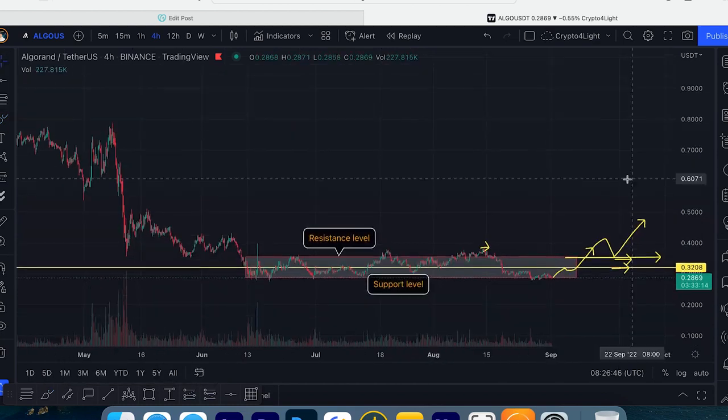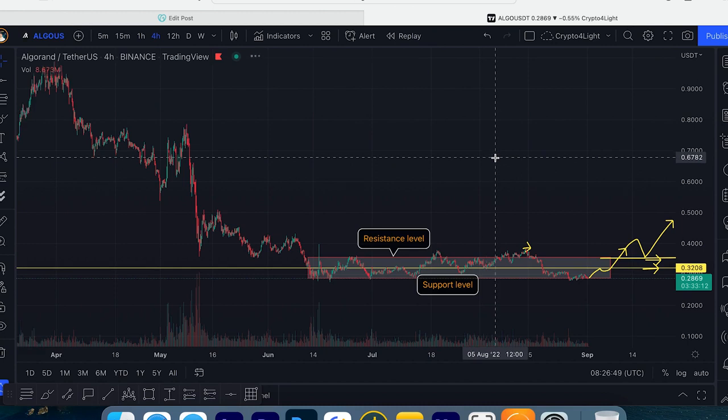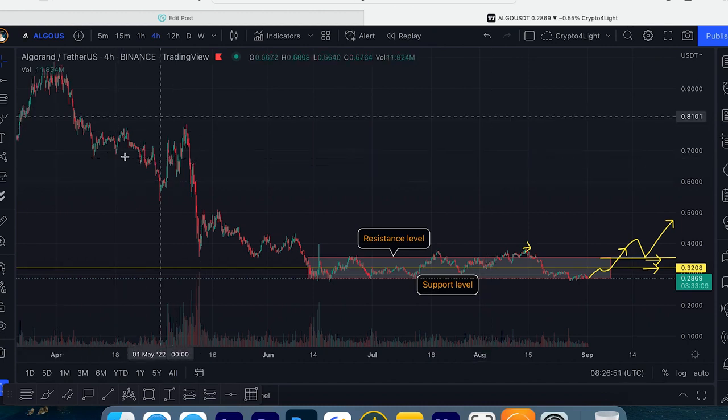And in this case, you have to look at the next resistance and support zone on the higher time frames.